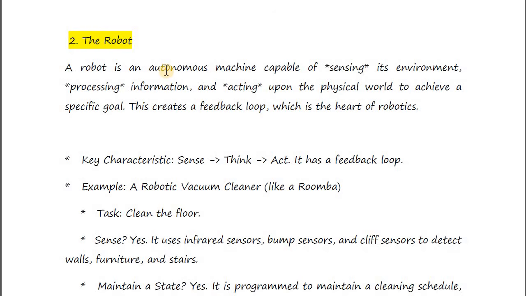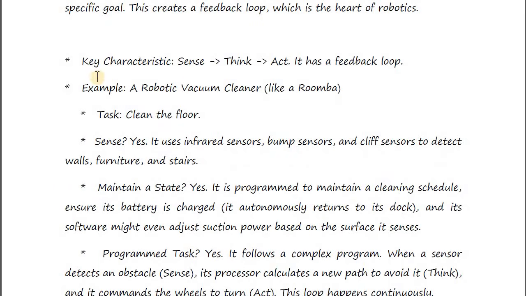Okay, good. Now let's talk about the robot. Well, a robot is an autonomous machine capable of sensing its environment. When I say sensing its environment, I'm talking about information processing of the environment and acting upon the physical world to achieve a specific goal. This creates a feedback loop, which is the heart of robotics. Whenever I say sensing the environment, basically it gets some data. So the key characteristics are sense, then think, and then act. So basically it has a feedback loop.